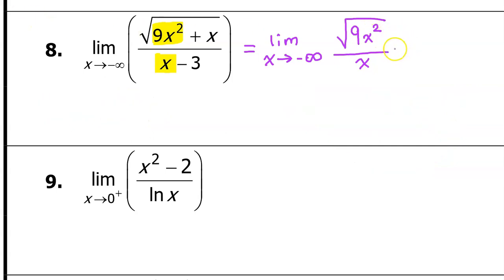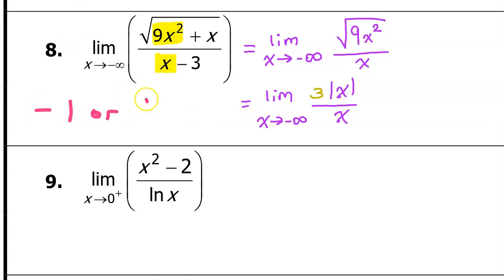I'm mentioning this now because we have the square root of x squared. So as we simplify, the square root of 9 is 3, but the square root of x squared is the absolute value of x. So I have 3 times the absolute value of x divided by x. The purple part of this, as we saw on the previous problem, is either going to equal -1 or +1.